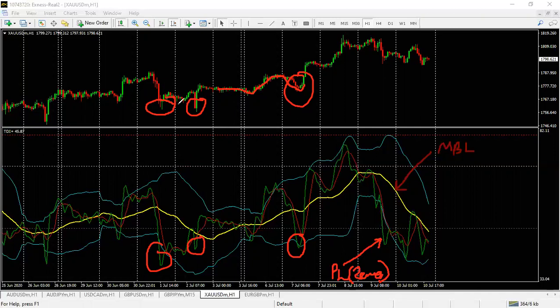All right. Now, for now, I would want you to ignore this red line, which is called the signal line. I would want you to ignore it for a moment. This right here, we call the volatility bands. Some call it the Bollinger Bands. Some call it the boundaries.